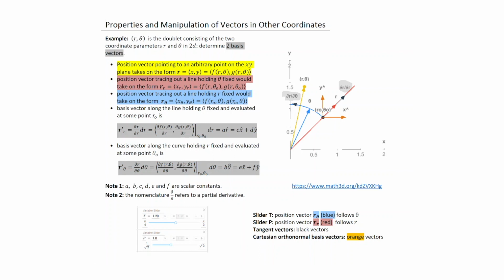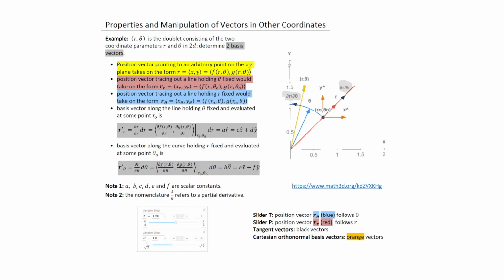The red vector that you see is a position vector tracing out a line holding the value of theta fixed, and it would take on the form r subscript r, x subscript r, y subscript r. Again, it will be a function f of r theta, but in this case theta is held fixed, so theta naught represents a fixed value of theta. Similarly, g of r, theta naught. The position vector tracing out a line holding r fixed, which is the one in blue, would take on the form r subscript theta. In this case, r is held fixed at r equals r naught.